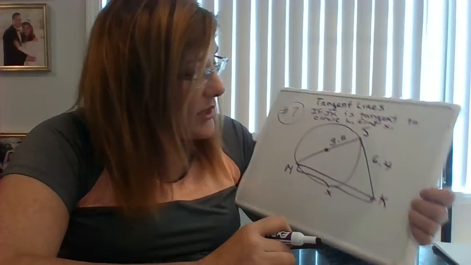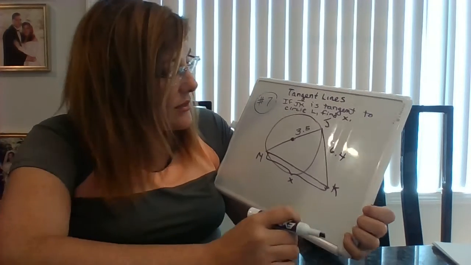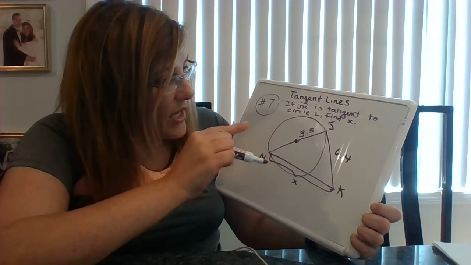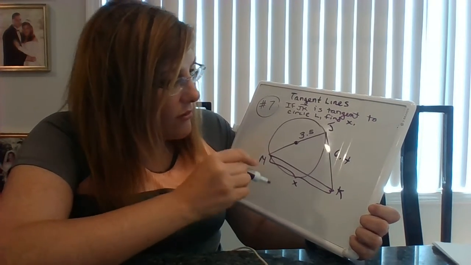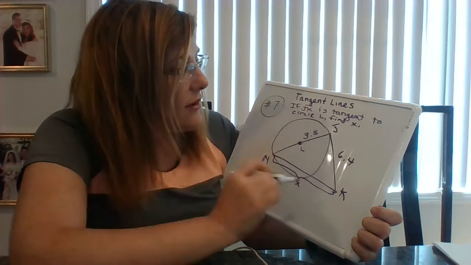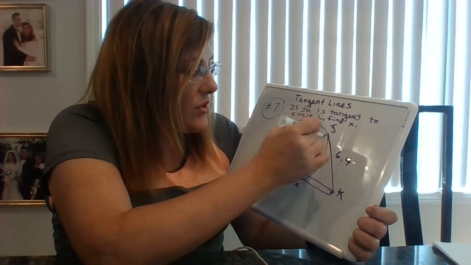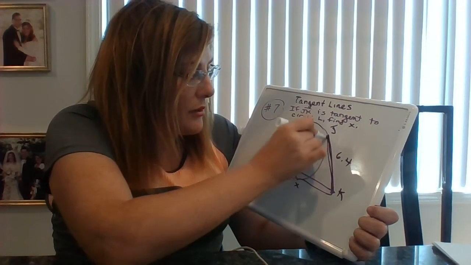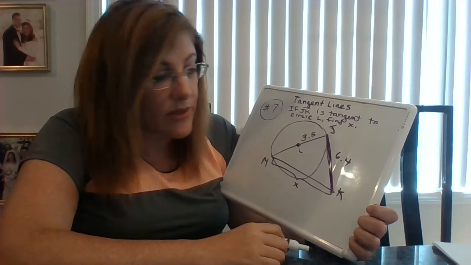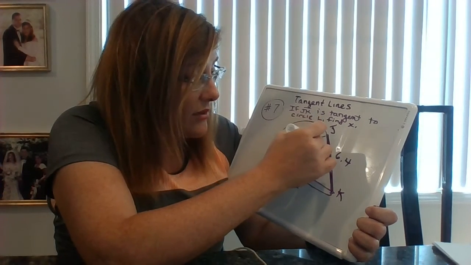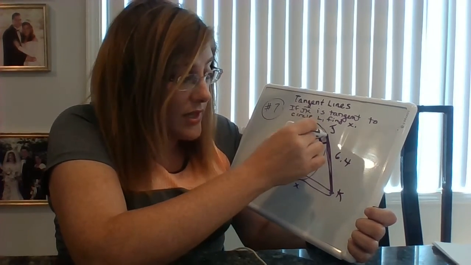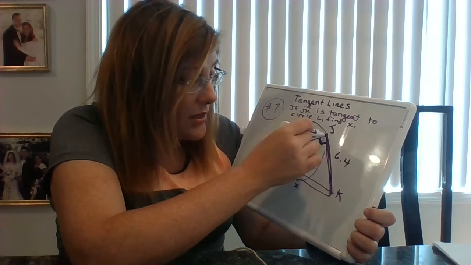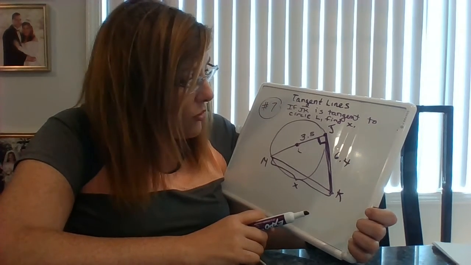So I'm going to go over one last example, then you guys can try some. So they say if JK is tangent to circle L, this is circle L, find X. Well, JK is this line right here. For it to be tangent to this circle, this has to be a right angle. Right where the tangent meets the radius, that has to be a right angle.